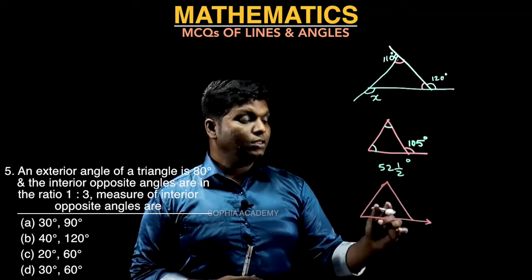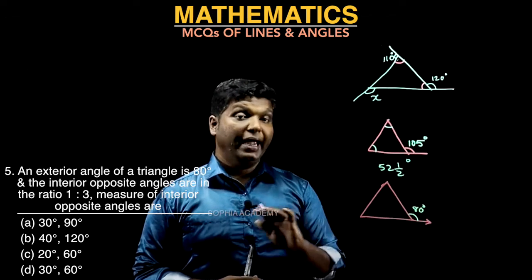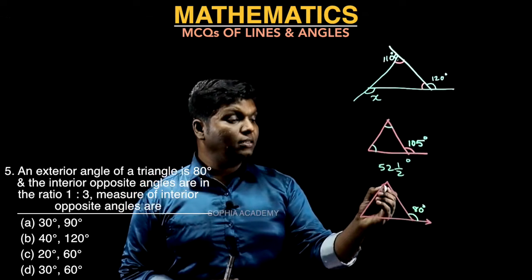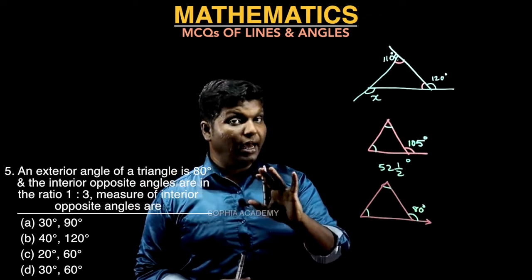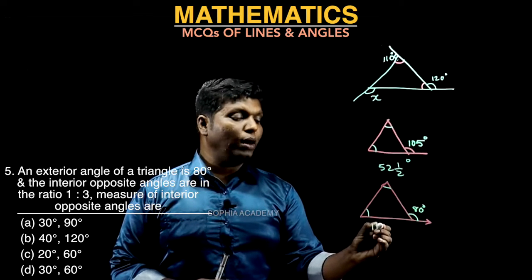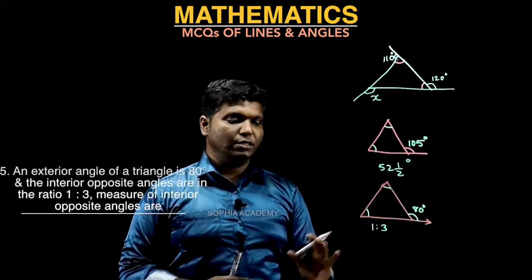Here you can see this triangle, this will be the exterior angle and this is given, 80 degree is given. Clear? And the interior opposite angles, these two angles. Here it was mentioned that they are equal. But in this question it is given that they are in the ratio 1:3. Then what will be the measure of each angle?